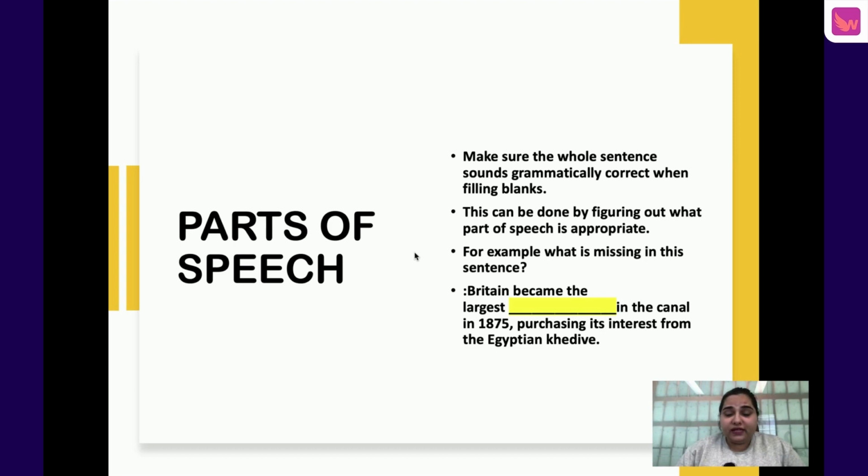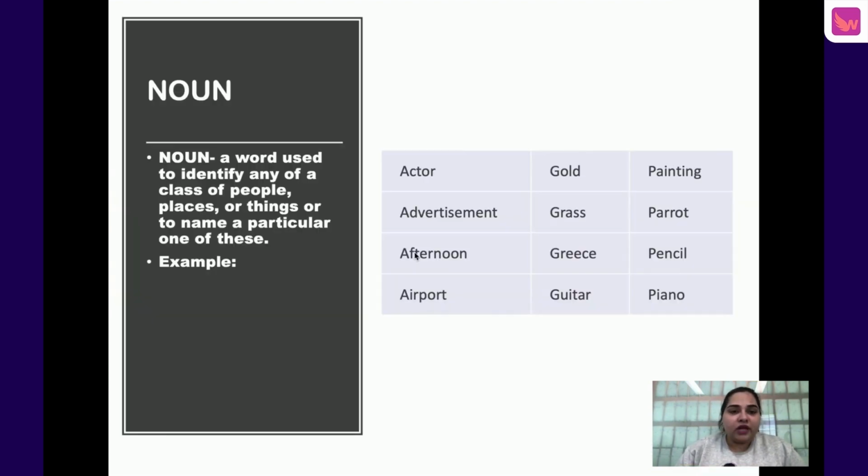In this example, it says, Britain became the largest blank in the canal in 1875, purchasing its interest from the Egyptian Khedive. If you see, before a preposition we always have a noun, and after an adjective we should have a noun. So the word that is missing as a part of speech is a noun in the given blank. Now let us see what's a noun. A noun is a word that is used to identify any of a class of people, places, or things, or to name a particular one of these.